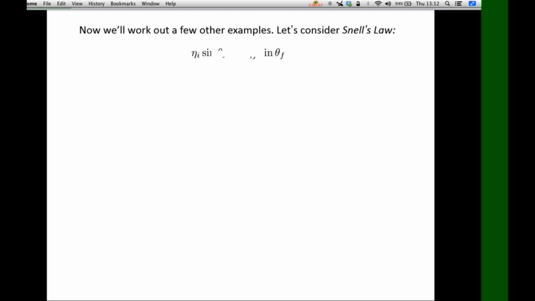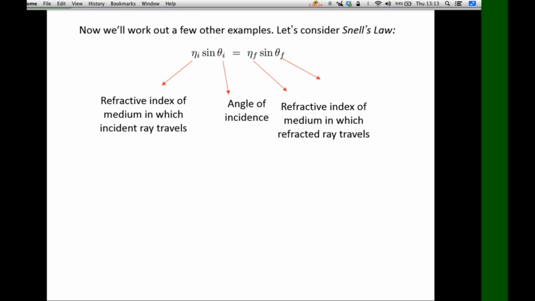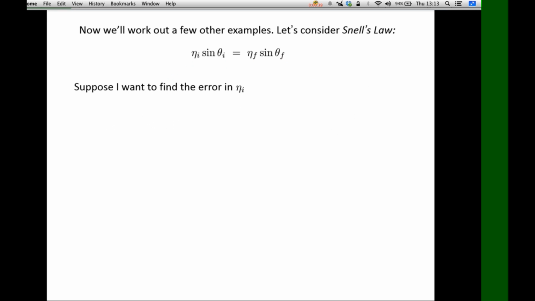Let's consider Snell's law. We have eta I sine theta I equals eta f sine theta f. Eta I is the refractive index of the medium in which the incident ray is traveling. Theta I is the angle of incidence. Eta f is the refractive index of the medium in which the refracted ray is traveling. And theta f is the angle of refraction. Basically, we have a ray propagating through a medium, and at the boundary with another medium, it gets refracted. Now, suppose I want to find error in eta I. Remember, eta I is the refractive index of the medium in which the incident ray travels.